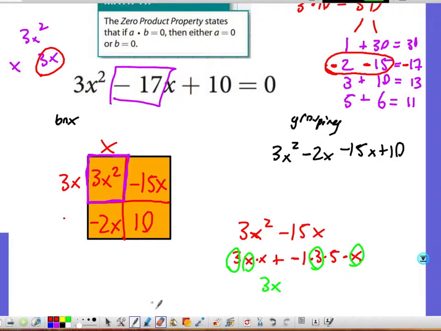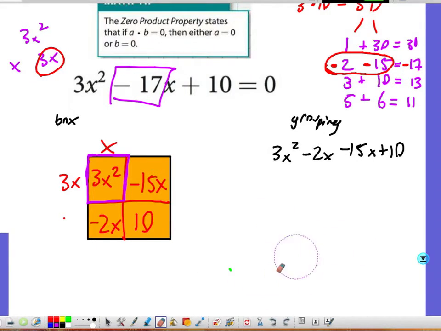Excellent. So we don't need this anymore. And now the rest is actually very simple. So 3x times what here is going to give me negative 15x? Well, it obviously has to be negative 5. 3x times negative 5 gives me negative 15x.